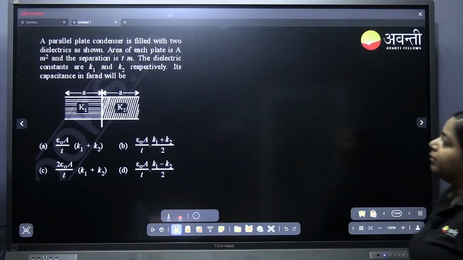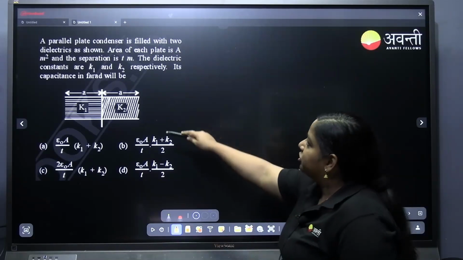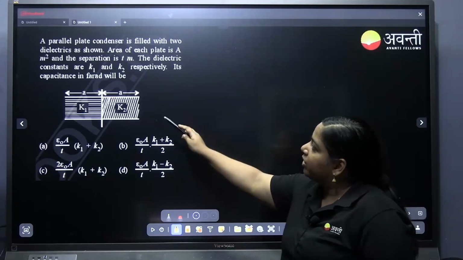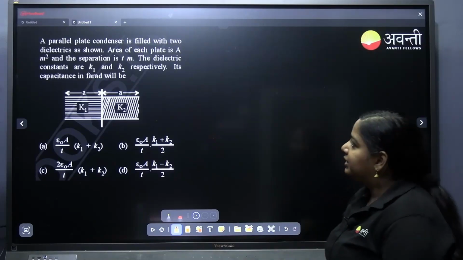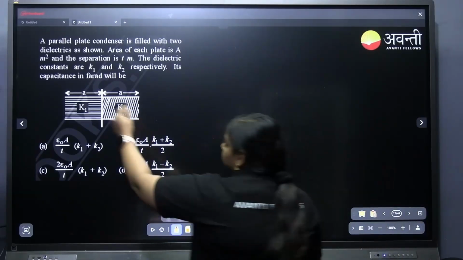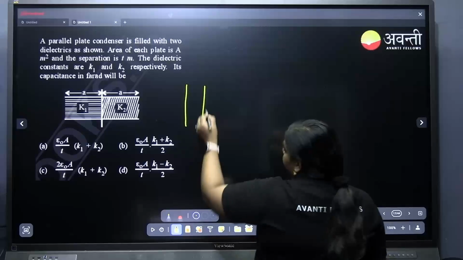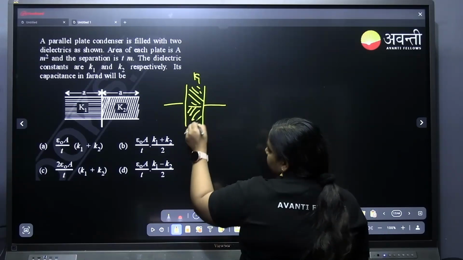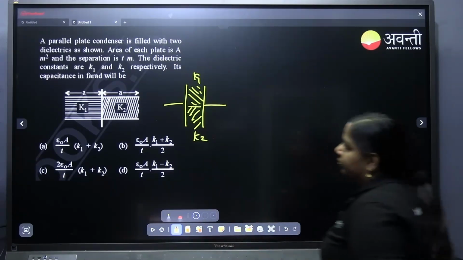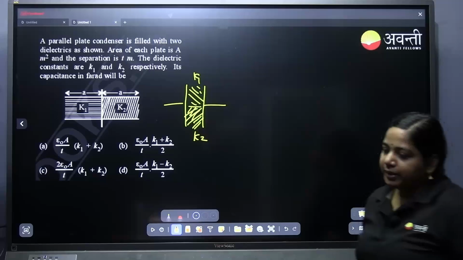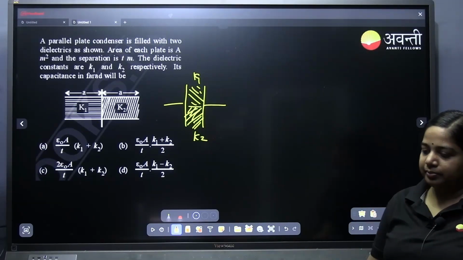Next one. A parallel plate condenser, same as capacitor, is filled with two dielectrics as shown. Area of each plate is A and separation is T. The dielectric constants are K1 and K2 respectively. Its capacitance in farad will be. You have to find the capacitance of this combination. It is like this, K1, K2. What will be the answer? You guys tell me.